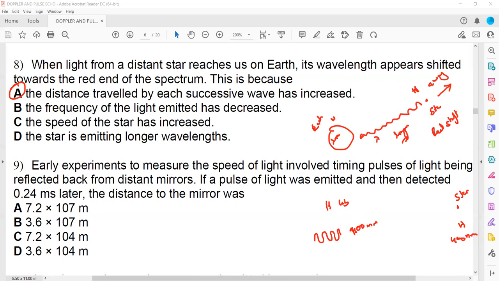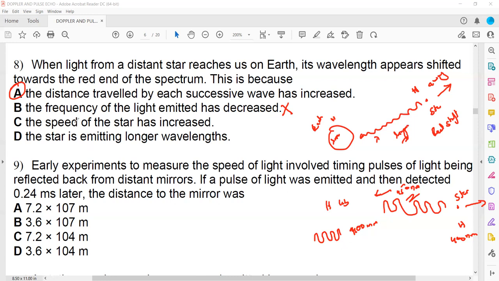But because this star is moving away, the wavelength which we receive will be different. Like we might have 450 nanometer. So what is emitted from the source never changes. It is what we receive that has changed. So "the frequency of light emitted has decreased" is wrong. If the wavelength increases, the frequency should decrease, but that is not from what is emitted. It is emitting the same frequency, but what we receive has changed. So it cannot be B.